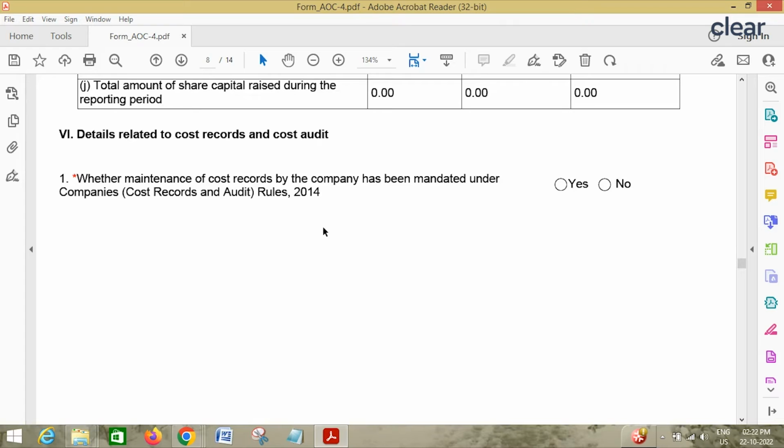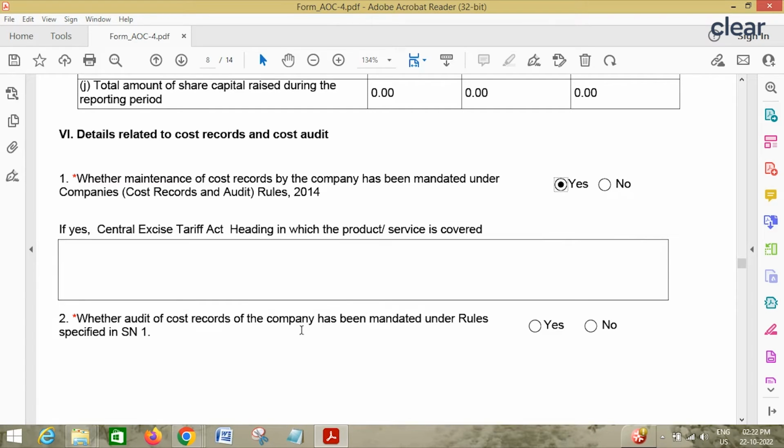Next, enter the details relating to cost records and cost audit. Select whether your company needs to maintain the cost records. Select whether the audit of the cost records of the company has been mandated.